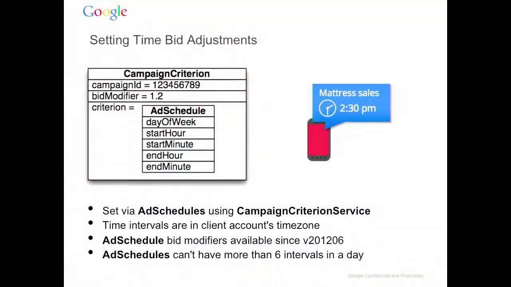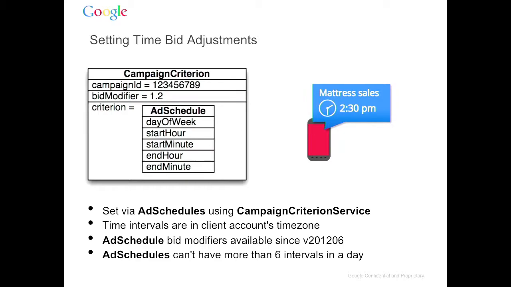So how do you set these bid modifiers? You set them as a field, and they are on criterion objects that you set with the campaign criterion service on platform, location, or ad schedule. So, for instance, setting time bid adjustments. Start with that. This one, interestingly enough, is not new. We've had support for time bid adjustments via ad schedules since v2012-06 of the API.